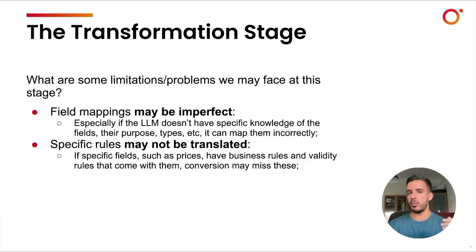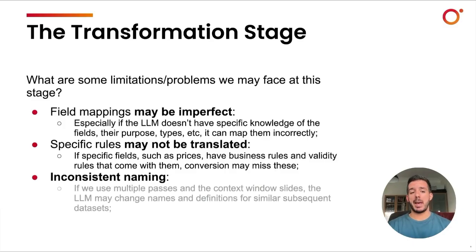If you want specific rules such as business rules or data validity rules or data retention policies or anything else to be included, you have to include the source ones and you have to prompt for that when you're doing the transformation, because otherwise it's just going to be ignored or it's going to be done wrongly, none of which are a good option, naturally. And finally, you may have inconsistent naming, as we mentioned so many times in the past, right? If we use multiple passes and the context slides, the LLM may change the names and the definitions for similar subsequent datasets. And what is the fix?